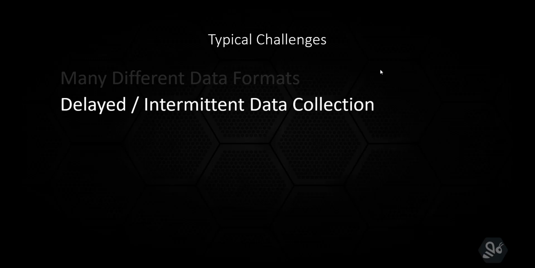Another one is the delayed, maybe intermittent data collection. The network goes down, or there are manual procedures involved to get you the data. That's something that the WATS client will handle for you in the background. So if there are network outages, then the client will figure this out itself and transfer the data that has not already been sent.